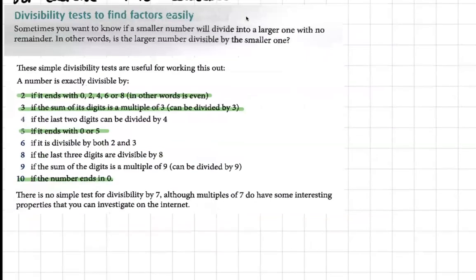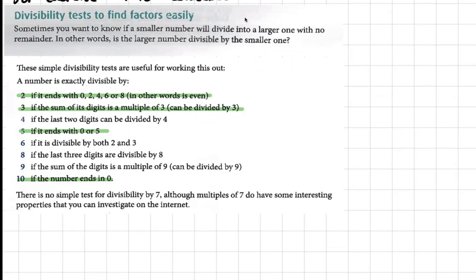Apparently you can go through the internet to investigate what is something interesting about multiples of 7. If you just look on the internet, you can see how the multiples of 7 arrange the last number or how it actually works. There's no simple test to see if it's divisible by 7. So if you're curious about it, you can just immediately try to use your calculator to divide it by 7.